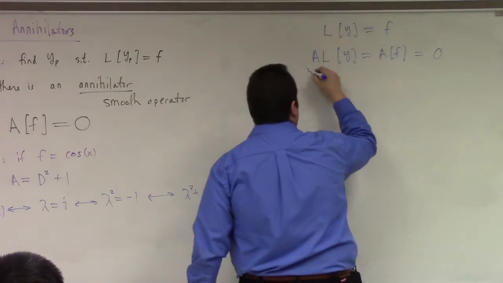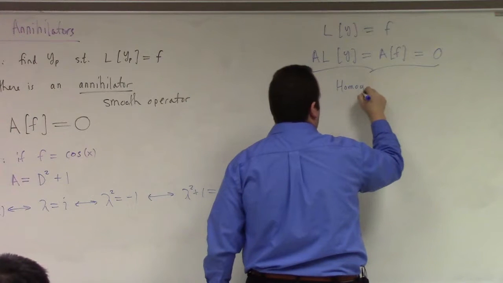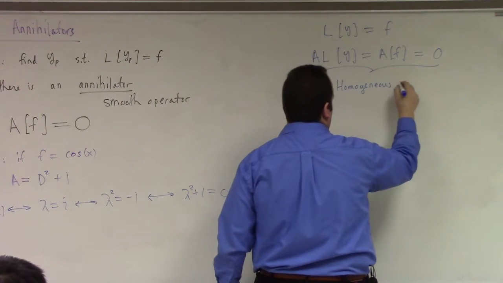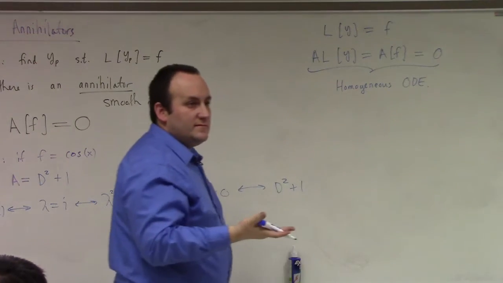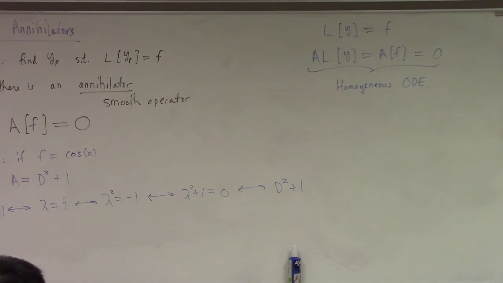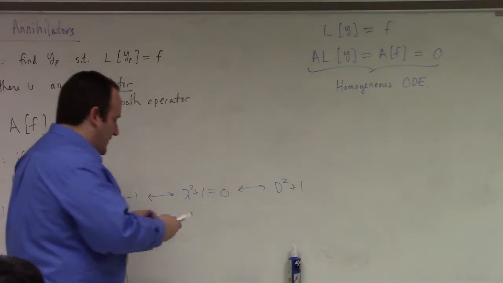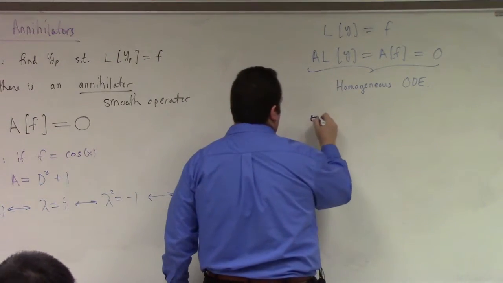So this is a homogeneous equation. Well, in the particular case that L is constant coefficient, and if A is also constant coefficient, I already know how to solve that. AL is just something I already have techniques to solve. For example, let me make this come to life a little bit.